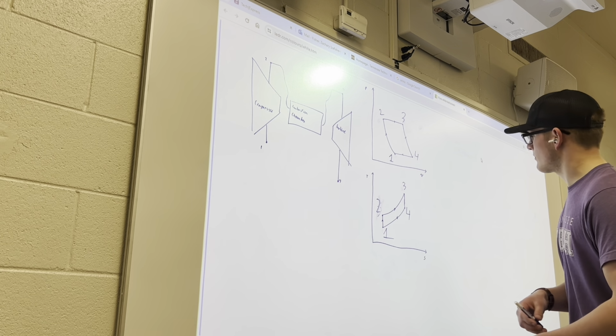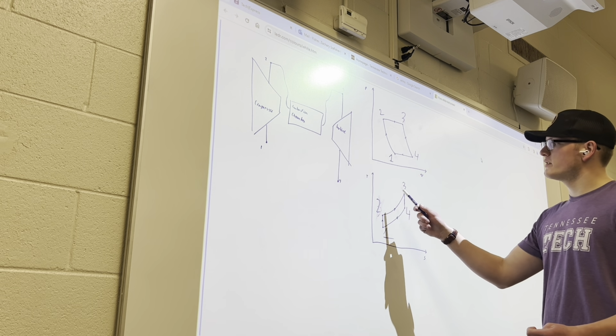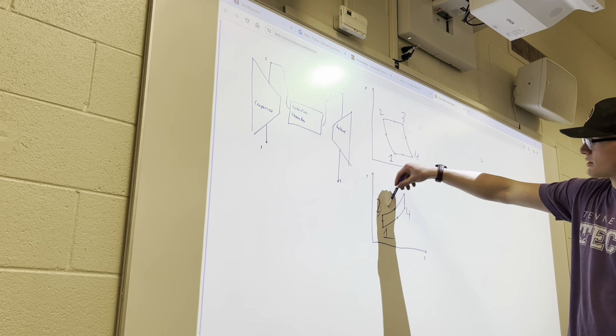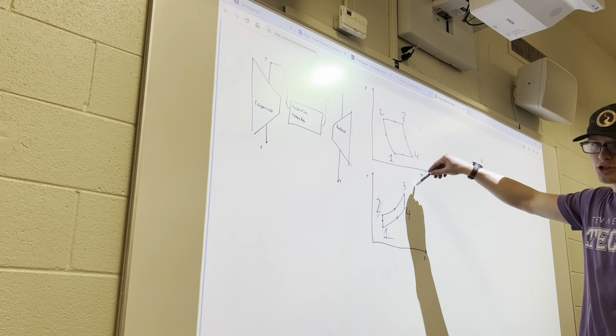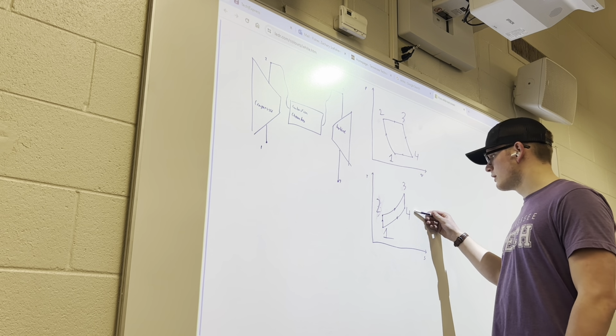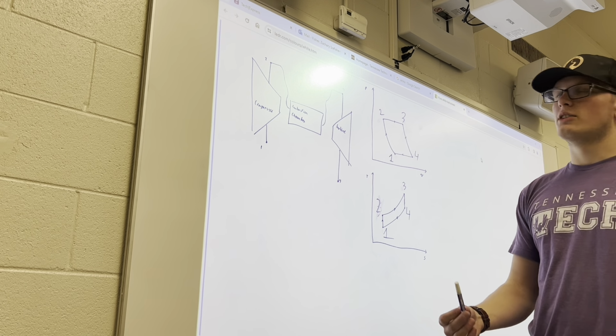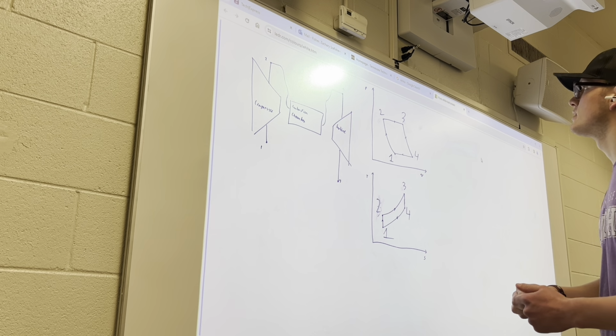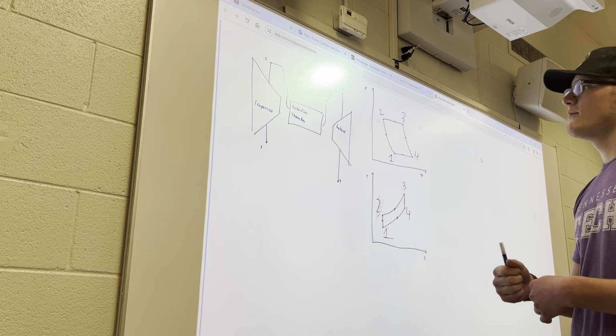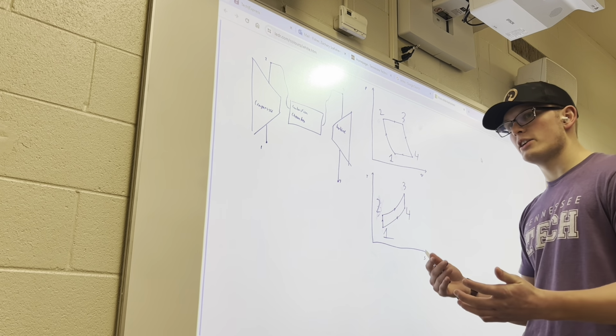between these 2 points. And then we have our heat addition from 2 to 3, which is this curve right here. And then we have another isentropic process again from 3 to 4, and then we go back to 1. So that's really all the background that you need to solve this problem. I'll give you all the formulas you need, I'll give you all the information you need, and we'll work through it together.